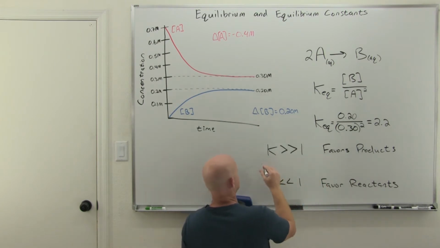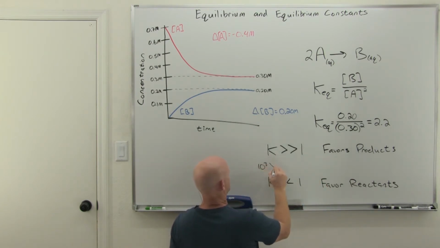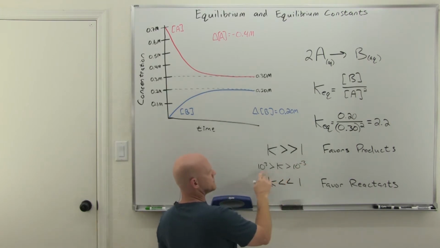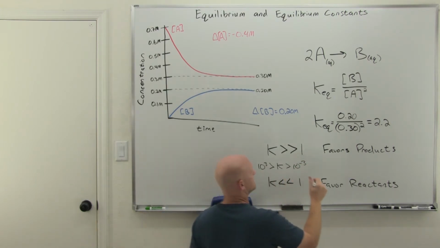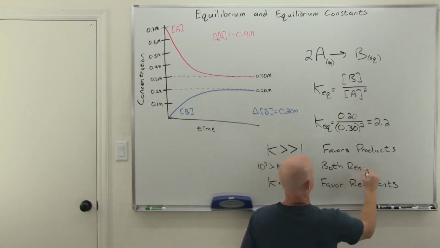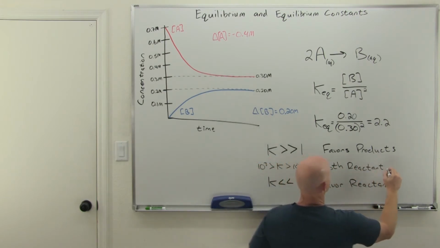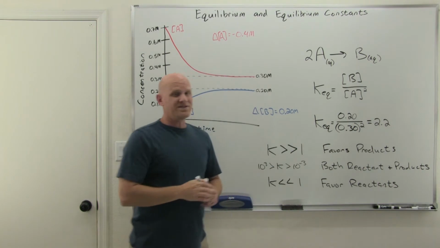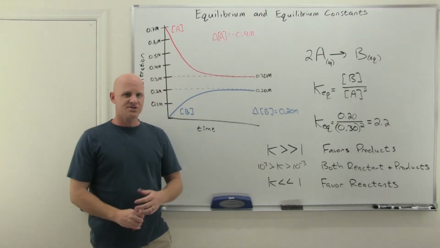And then if your equilibrium constant is somewhere in between 10 to the third and 10 to the negative third, that's when you're going to have both reactants and products, a fair amount of both present at equilibrium. Cool, and so that's the utility of this equilibrium constant.